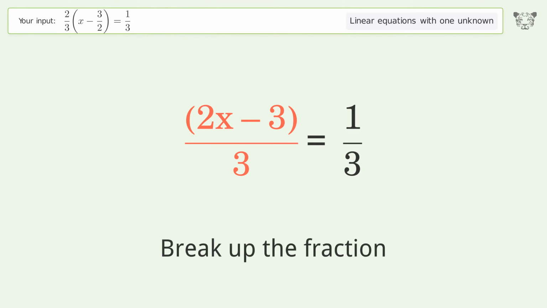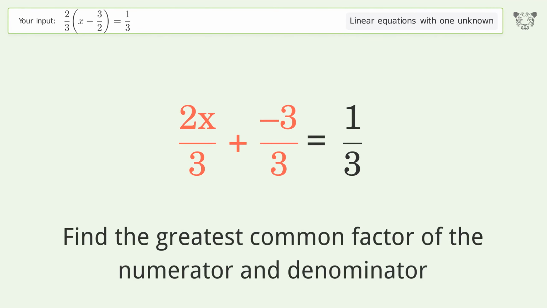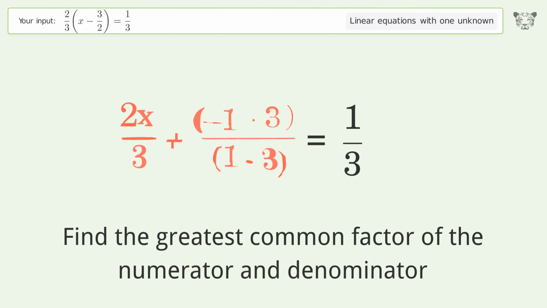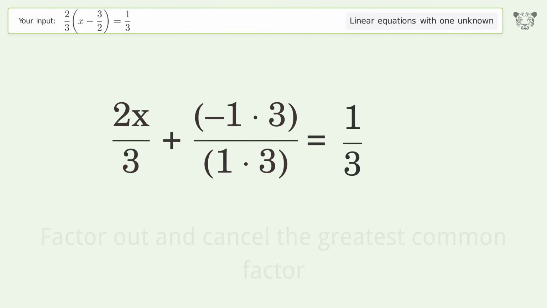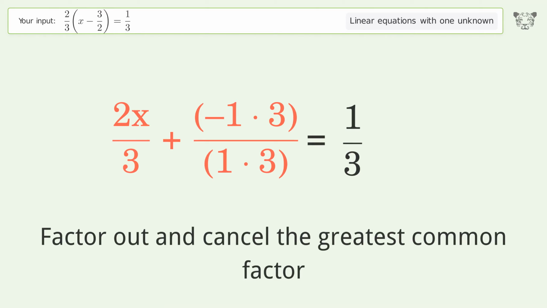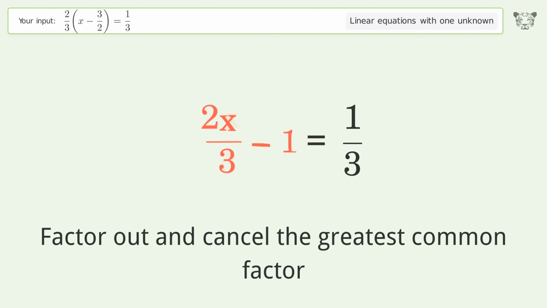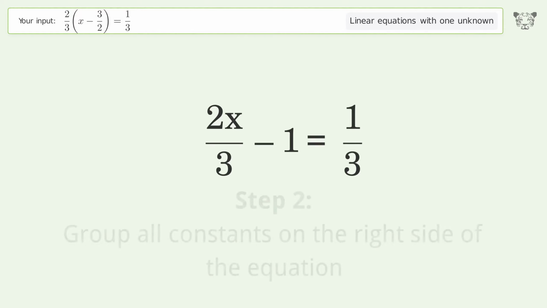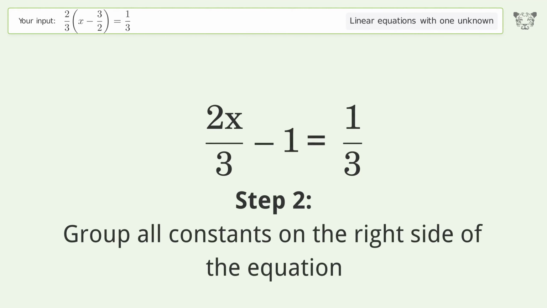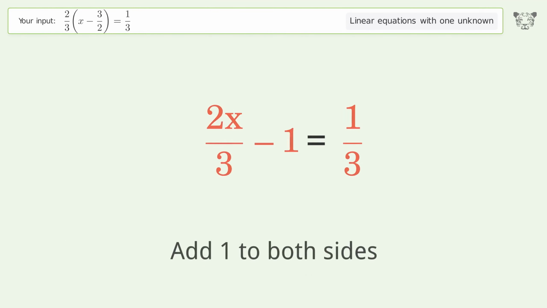Break up the fraction. Find the greatest common factor of the numerator and denominator. Factor out and cancel the greatest common factor. Group all constants on the right side of the equation. Add 1 to both sides.